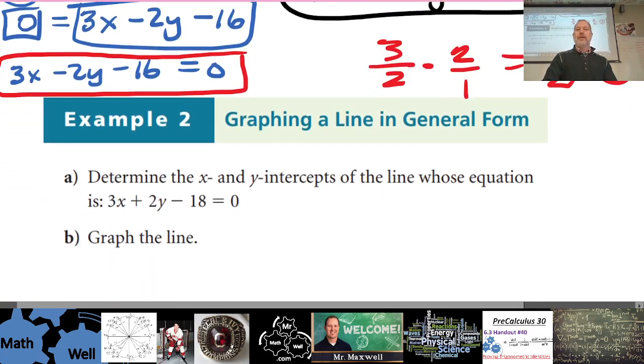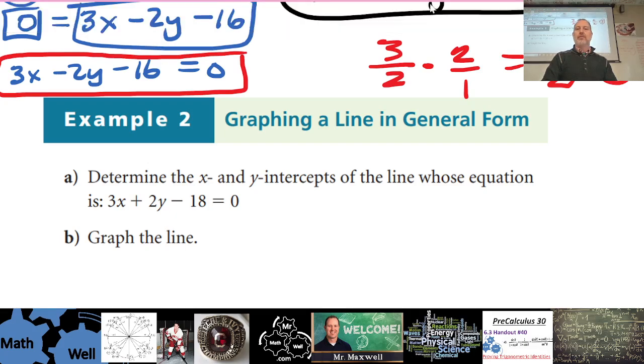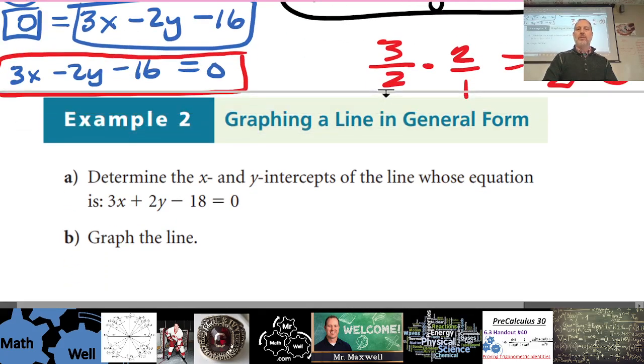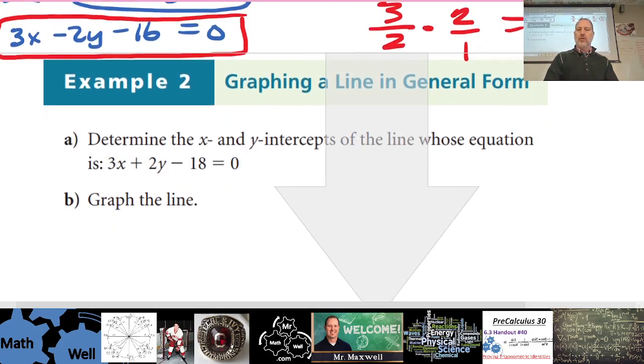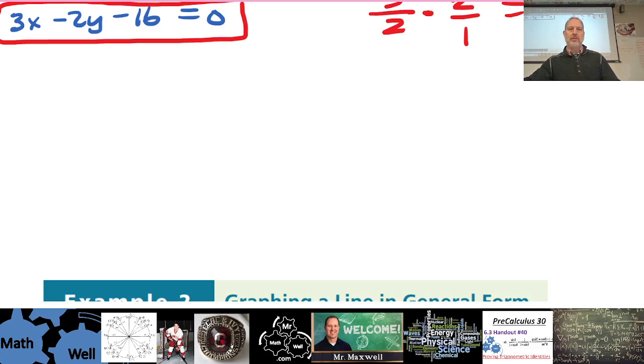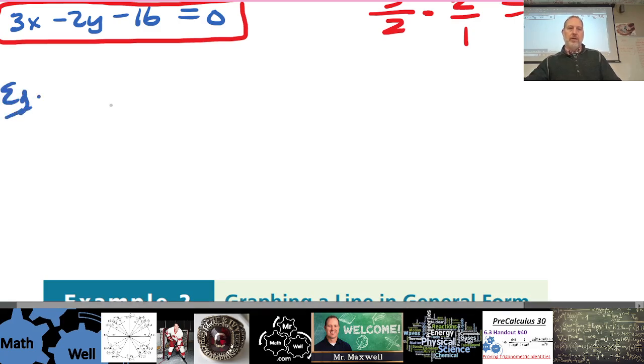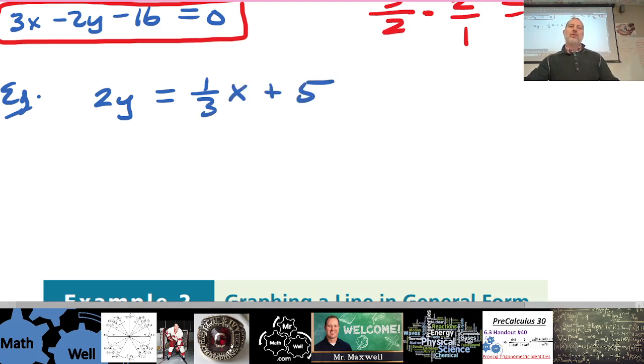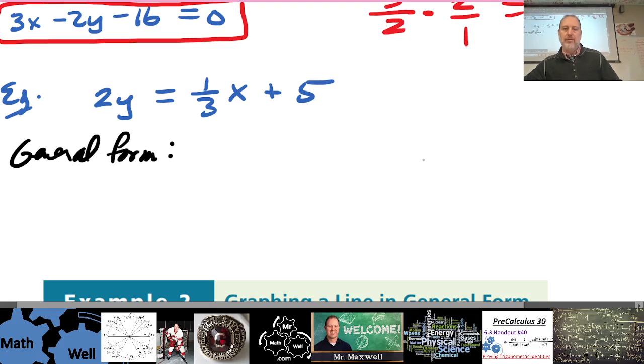Anyways, all right. You know what? Let's do one more example here. I just feel like you guys should maybe do one example a little bit on your own. So here's an example. Write this down. Let's do 2y equals 1/3 x plus 5. Turn this one into general form, okay? So you guys go ahead and do that on your paper right now. Where's your paper?